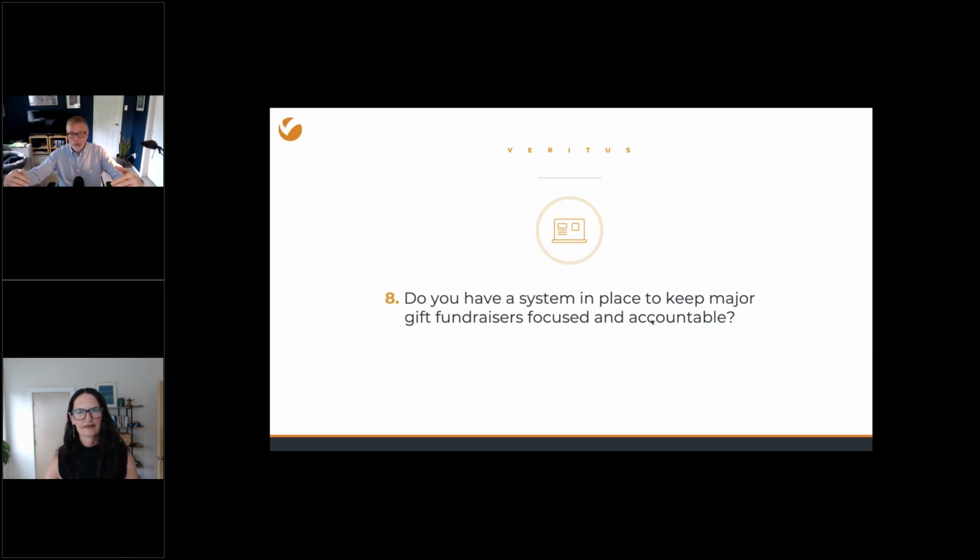Because when that happens, major gift fundraisers make their goals. It's amazing, but they do. So having that system in place where there are regular check-ins, where you know exactly what is happening with your staff, is imperative for growth overall.